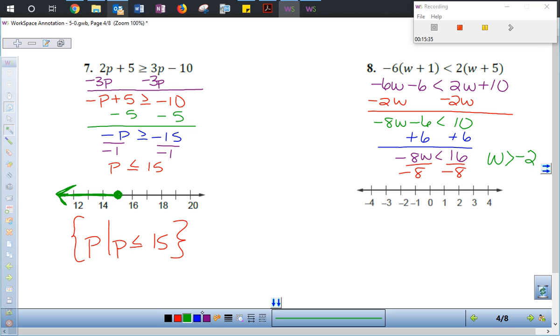Now to graph, since it's greater and not greater than or equal to, it's going to be an open dot on negative 2. And I want the arrow going the direction of the numbers that are getting bigger. So if I look at my number line, they're getting bigger as I go to the right. So my arrow is going to go to the right. Make sure it's thick enough that we can see all the way to the end of the number line and end it with an arrow.